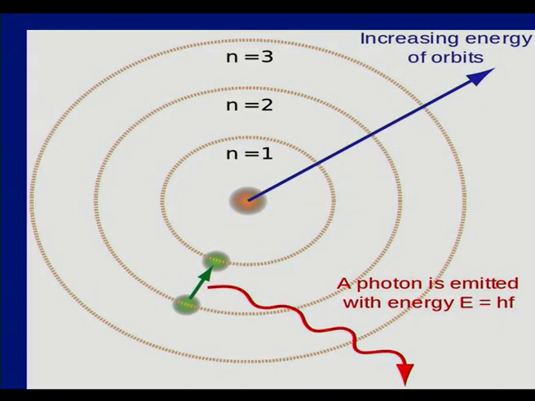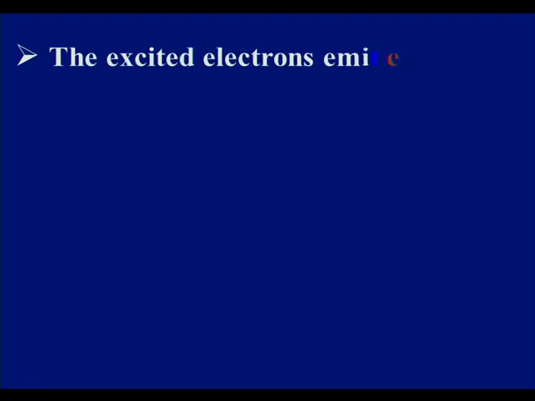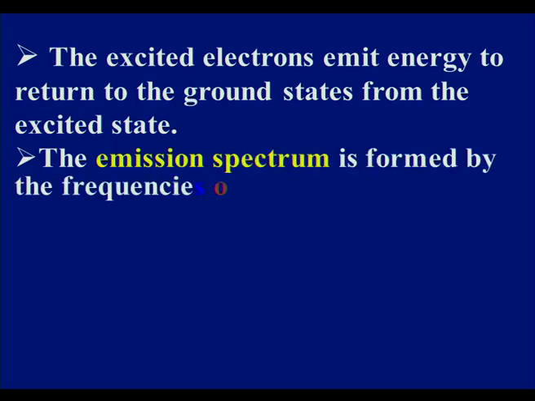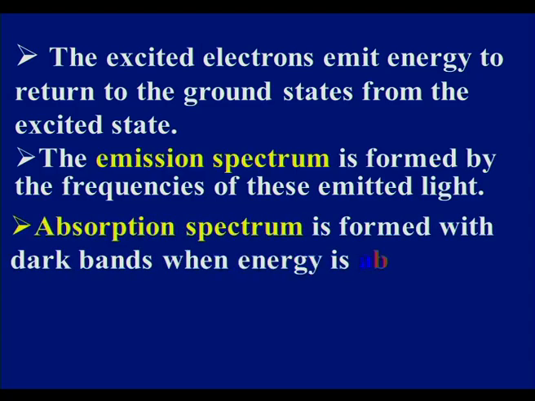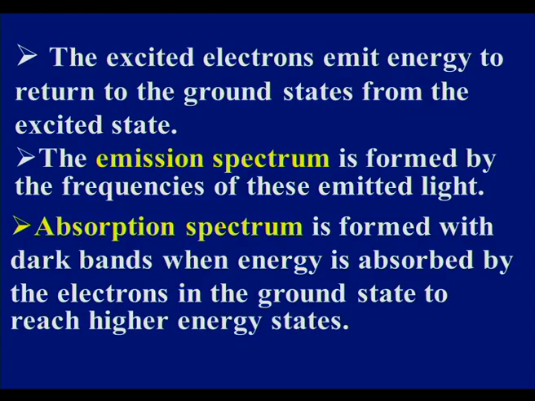In this diagram you can see very clearly, while an electron is going back from the excited state to the ground state, it is emitting energy in the form of a photon. A photon is emitted with energy E equal to h nu. The excited electrons emit energy to return to the ground state from the excited state. The emission spectrum is formed by the frequencies of this emitted light, and the absorption spectrum is formed with dark bands when energy is absorbed by the electrons in the ground state to reach higher energy states.